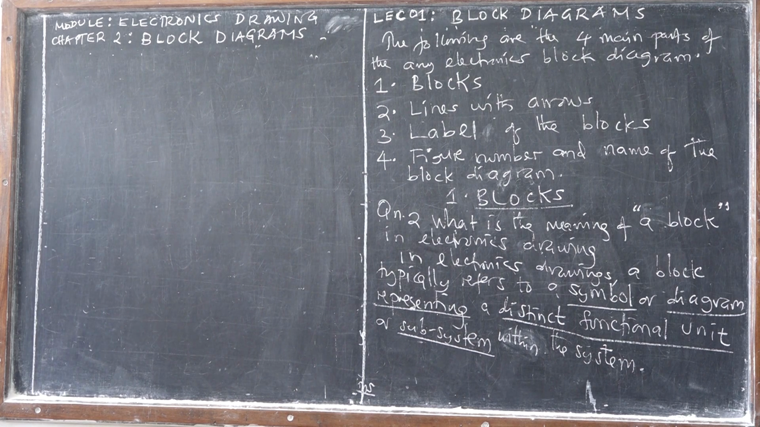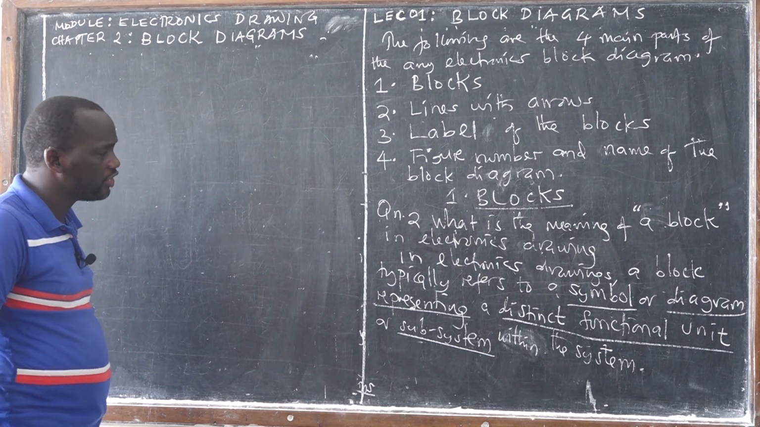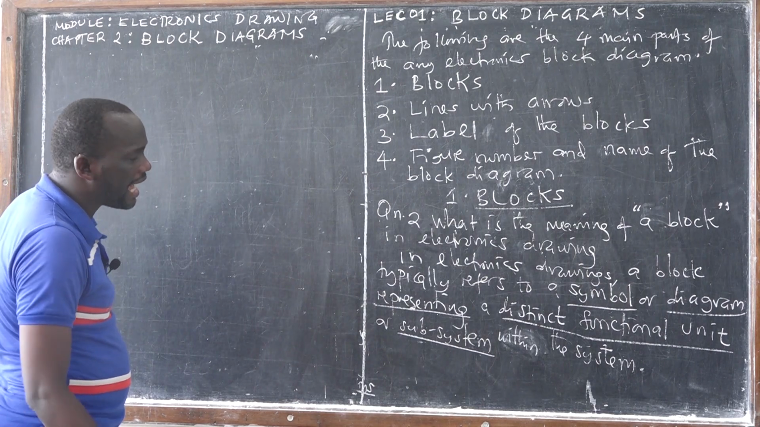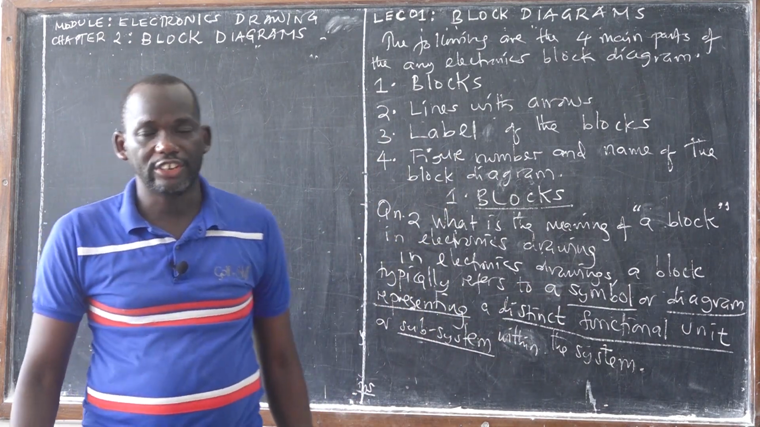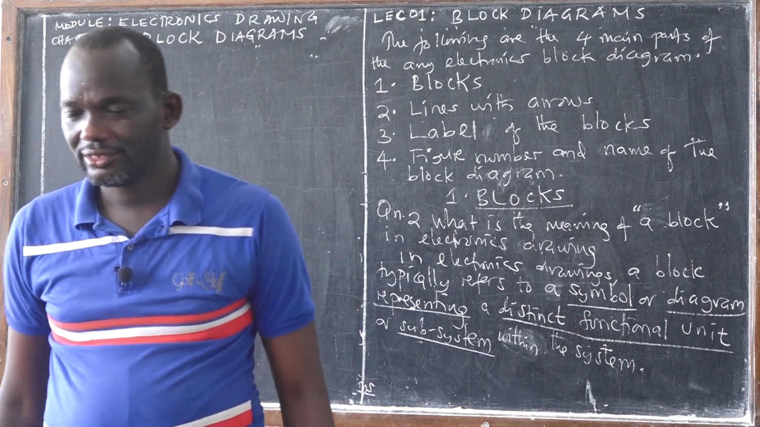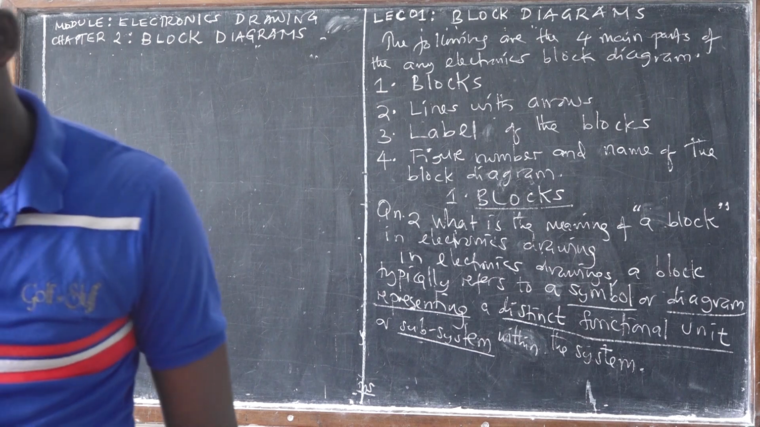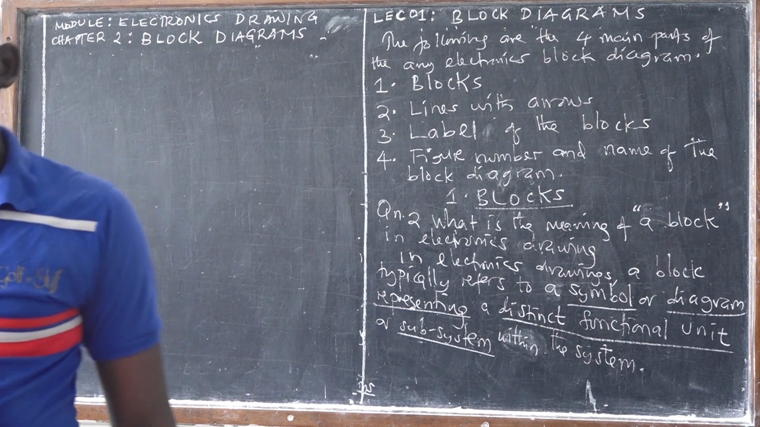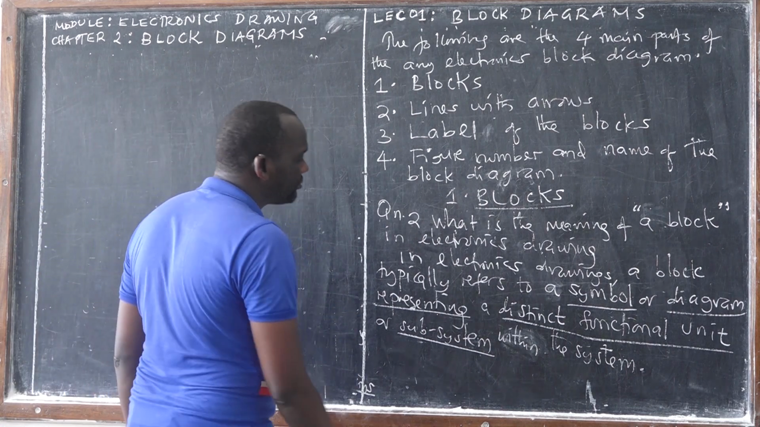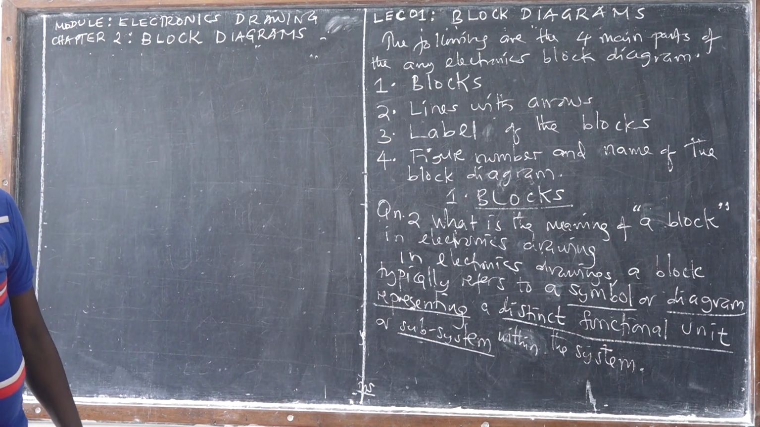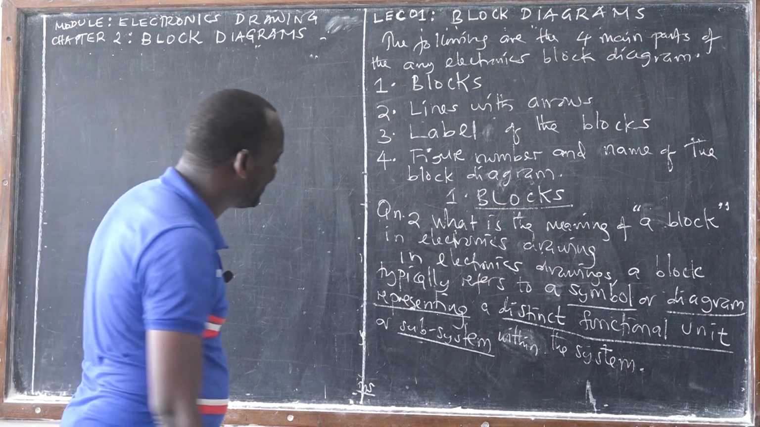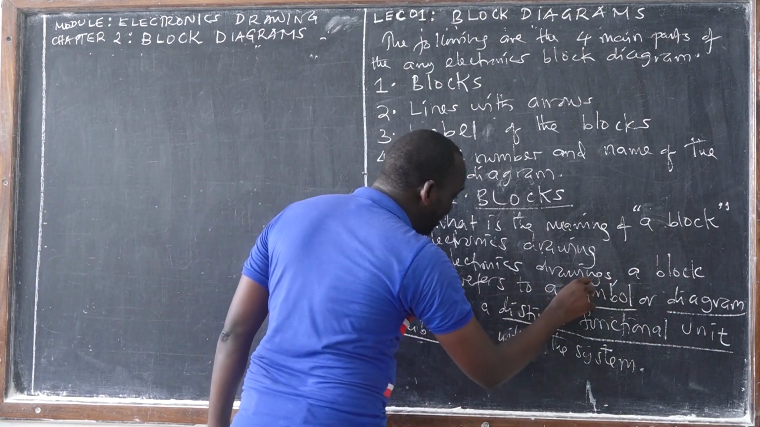Okay, so in electronics drawing or in electronics engineering, a block typically means a symbol. Say a symbol. Is it called a symbol or a symbol? I'm talking to you also. Why are you not answering my questions? Is it American English or British English? Which type of English are you speaking? Or none of them?